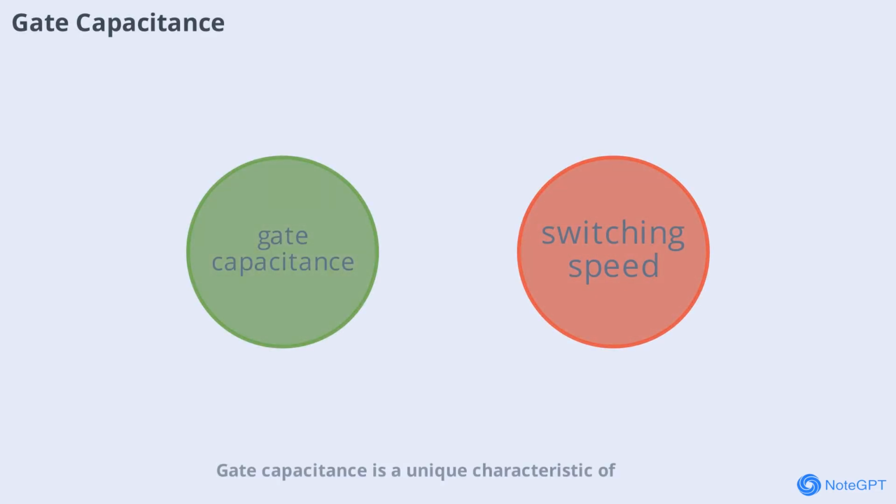Gate capacitance is a unique characteristic of MOSFETs due to the insulated gate structure. It affects how quickly the MOSFET can switch on and off. High gate capacitance can slow down switching speed, which is a concern in high-frequency applications. Designers must consider gate capacitance when selecting MOSFETs for fast digital circuits, ensuring optimal performance and minimal signal delay.